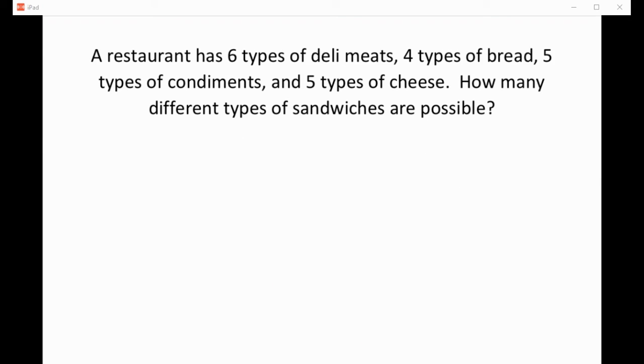For example, if there's a restaurant and there's 6 kinds of meat, 4 kinds of bread, 5 types of condiments, and 5 types of cheese, let's assume you can choose one of each. Well, then you can just take 6 times 4 times 5 times 5, which would give us 600. It's a lot of different sandwiches. So anyway, there you go. There's an option.